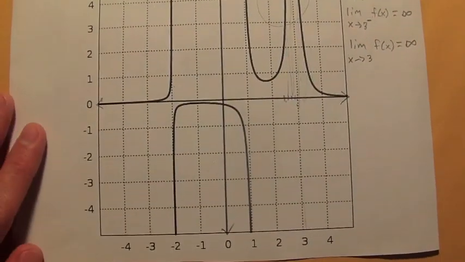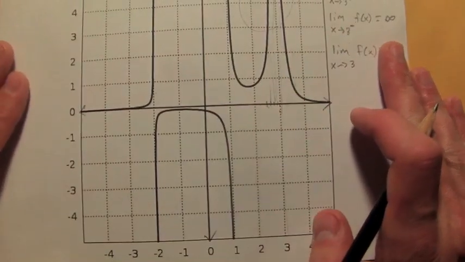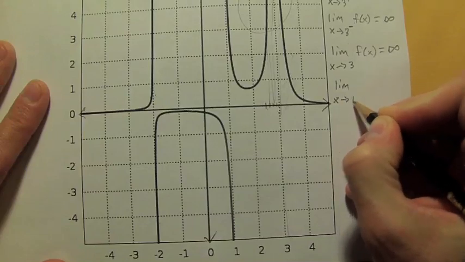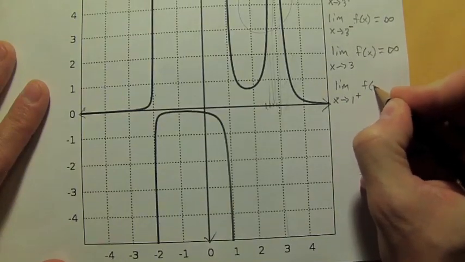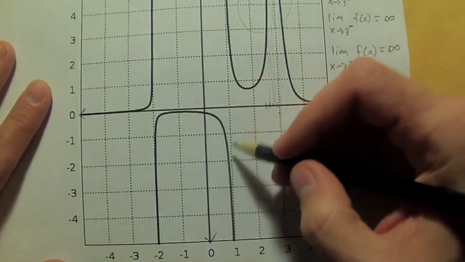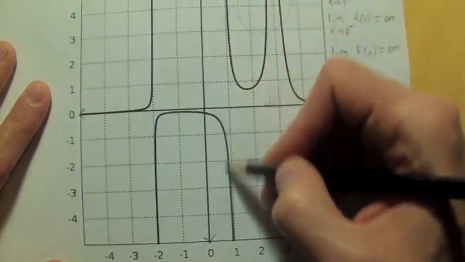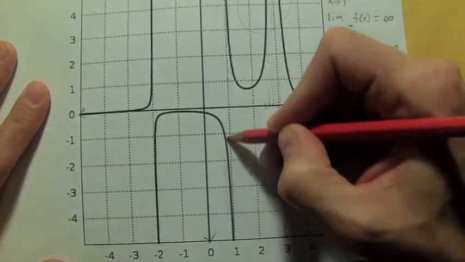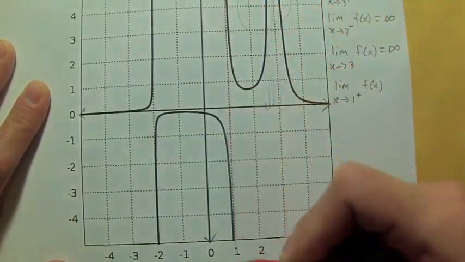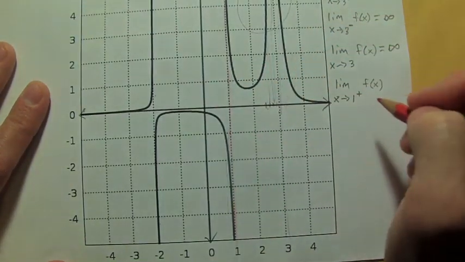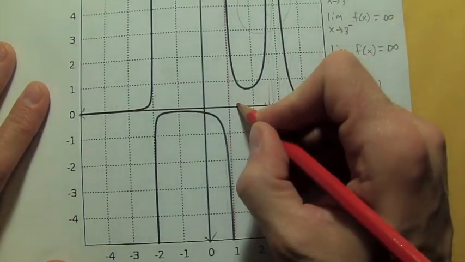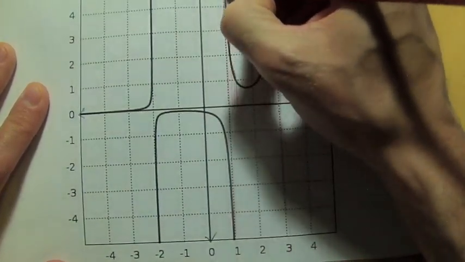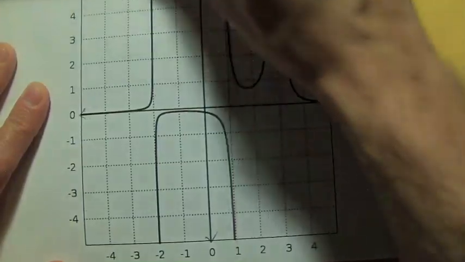Next up, we'll look at 1. So how about the limit as x goes to 1 from the right? So here's 1. And I'll do this part of the example in red. So there's 1. And from the right, from the positive side, we see that the function is here and going up to positive infinity.